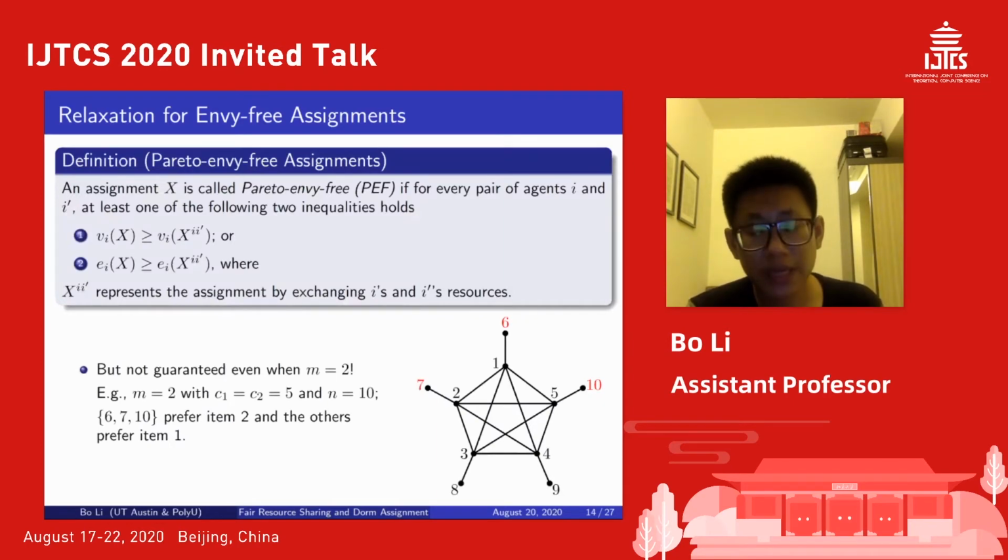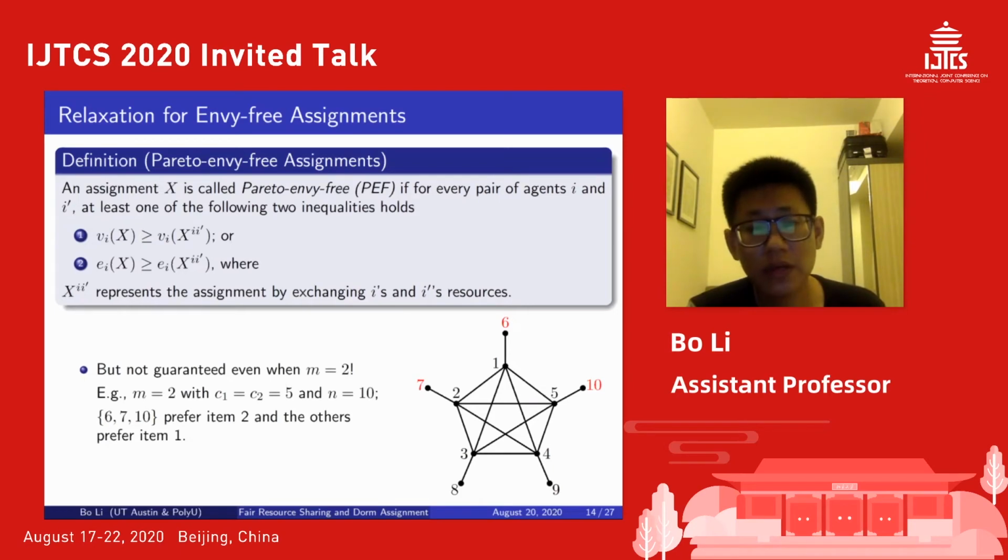So the intuition here is that we don't sum up the external values and the generic values. Instead, we treat these two kinds of values as a 2-dimensional vector, and we compare these two elements separately. So given an instance X, it is called Pareto NV-free if for every pair of agents I and I prime, at least one of the following 2 inequalities holds.